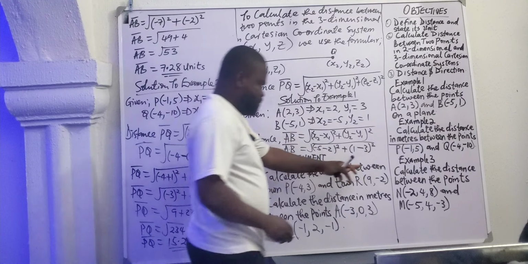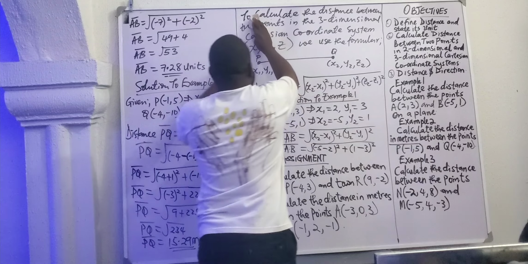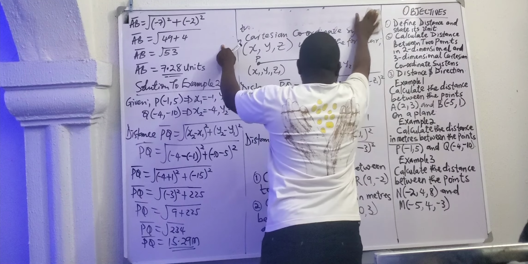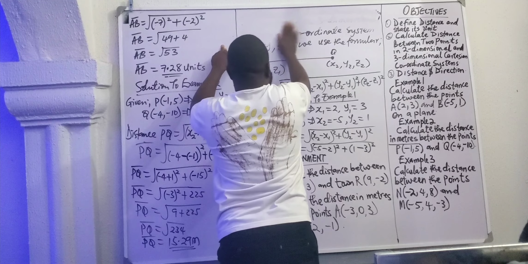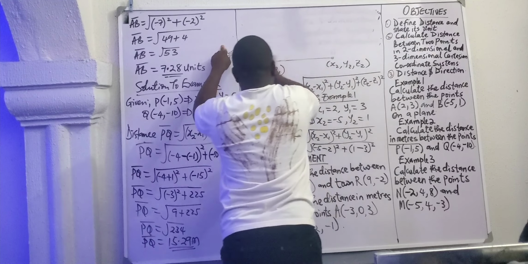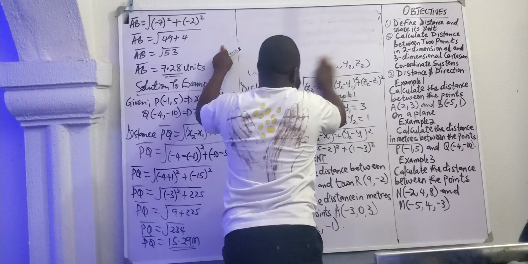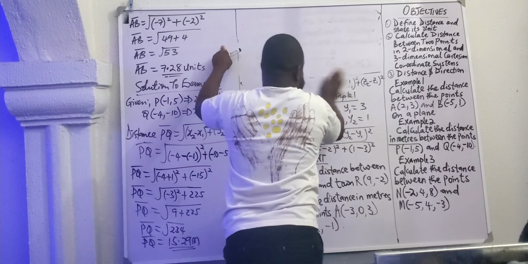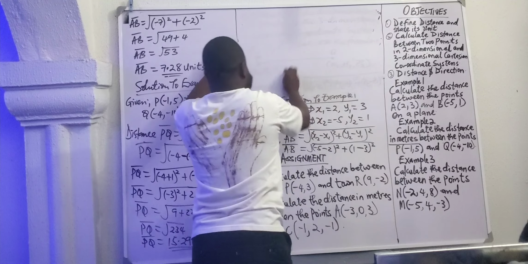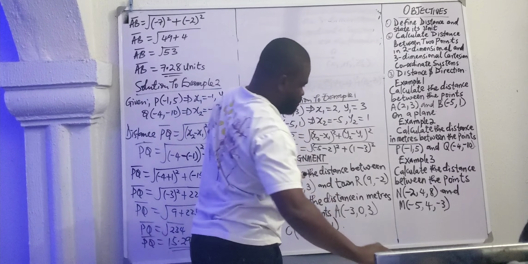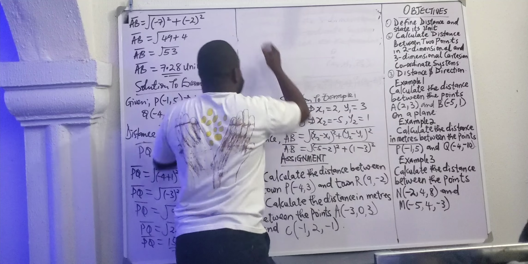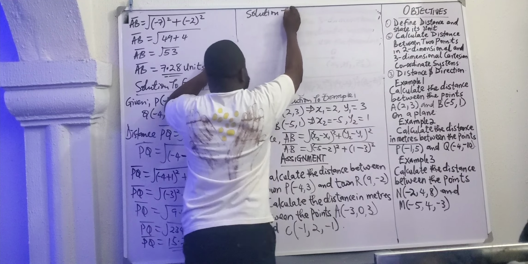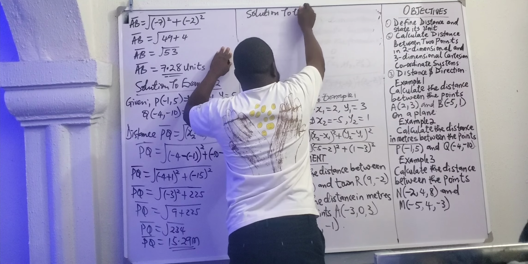So let's look at example 3 that deals with 3-dimensional Cartesian system, where we have x, y, and z value. So we are going to use that extended formula to obtain the distance. Let's look at it. We say solution to example 3.